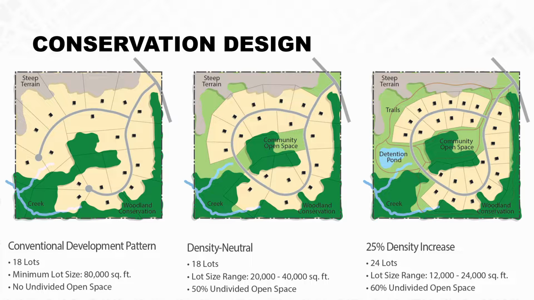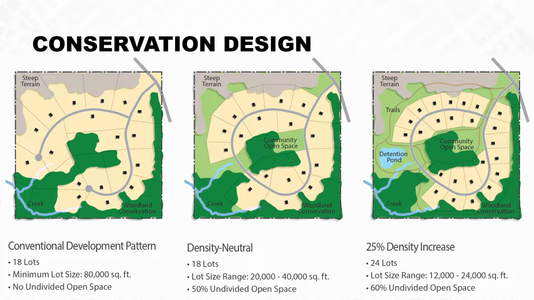On the far left, you have a conventional development, 18 residential lots. You have steep terrain, a creek, and wooded areas. In conventional development, it's all subdivided into 18 lots, all privately held, with no protected open space. These are 80,000 square foot lots, about 2 acres. In the middle example, those 18 lots are carried over, but they're reduced in size, and 50% of this land area is now protected as open space. It protects the creek, the steep terrain and slopes, a lot of the open space, and the wooded conservation areas.